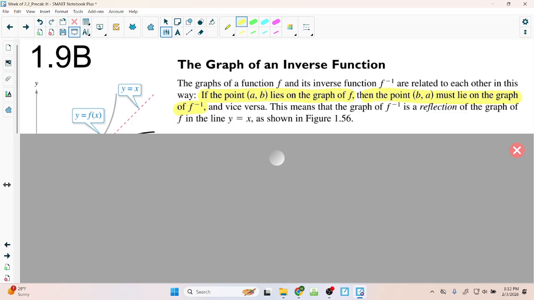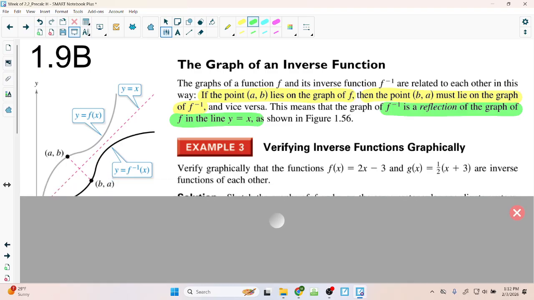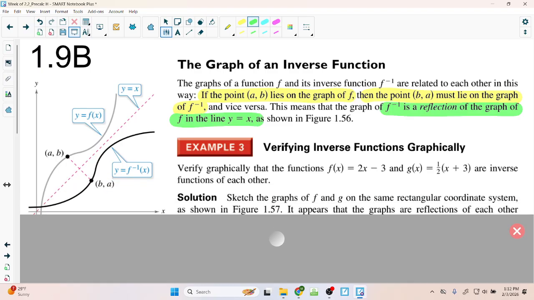So that's what's important. And the second important thing, and I'll use a different color, is that the inverse is a reflection of the graph in the line y equals x. So if you were to reflect the graph over the line y equals x, which is that dotted red or pink line, you would get the graph of f inverse. And if you were to reflect the graph of f inverse over the line y equals x, you would get the graph of f. Basically, they are reflected over y equals x because the y and the x are swapped.